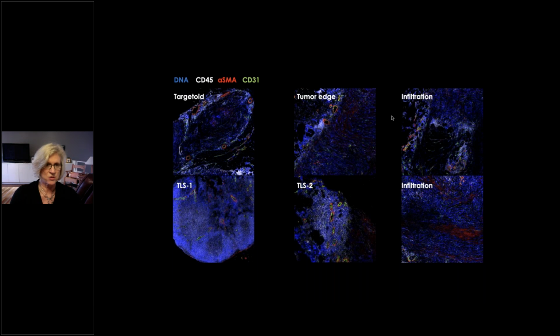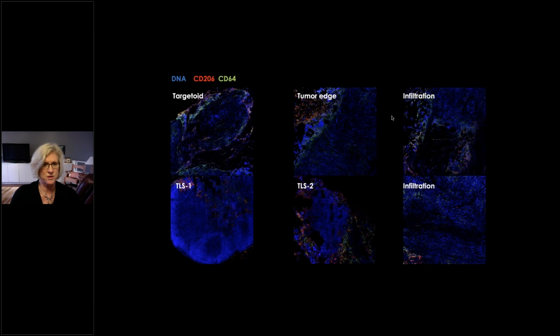Sometimes surrounding these interesting ductal structures. So these are part of the mammary gland biology that are marked by smooth muscle actin and CD31. And then there are lots of immune cells expressing CD45 in these TLS-like regions.